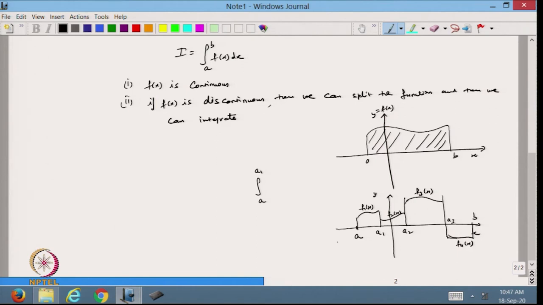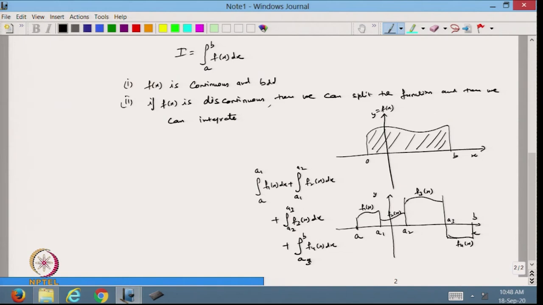So, my function f x is a piecewise continuous function and that is my f 1, f 2, f 3 and f 4. So, I will integrate f 1 x dx plus a 1 to a 2 f 2 x dx plus a 2 to a 3 f 3 x dx and plus a 3 to b f 4 x dx. So, in this case my function is continuous and of course, it is from a to b.